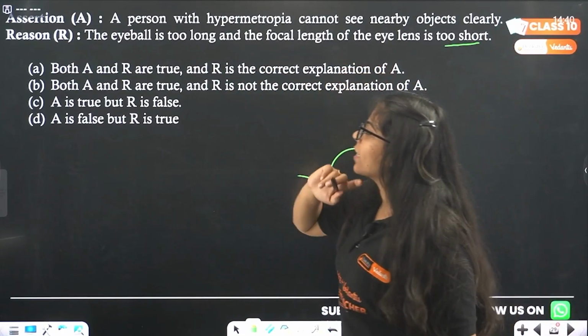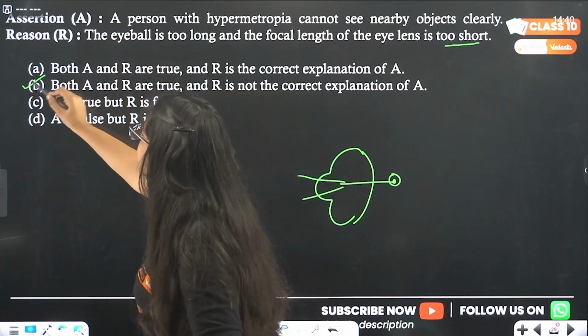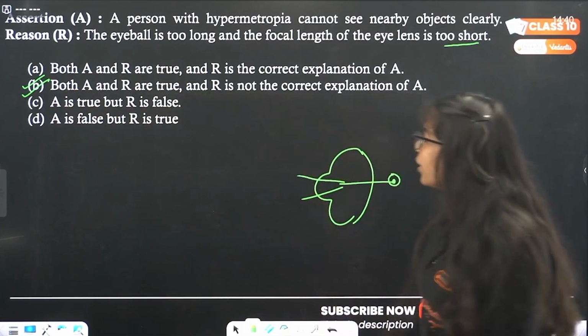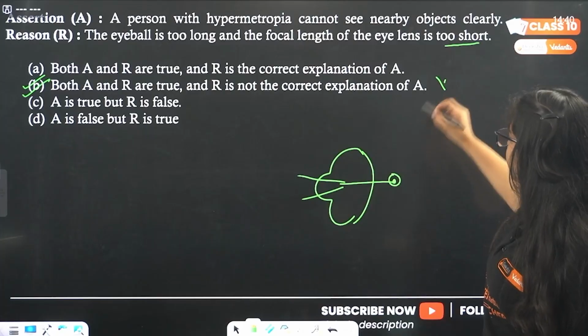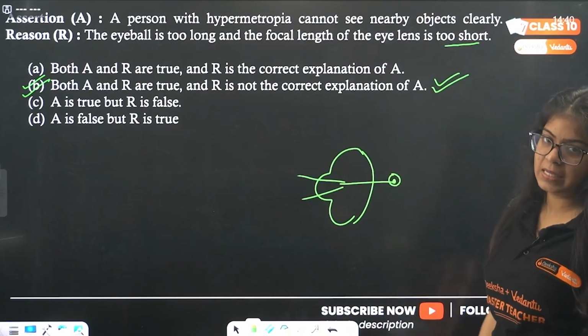So assertion is true, and reason is also true, but they are not the correct explanations of each other. Both A and R are true, but R is not the correct explanation of A. So B will be your final answer. Done?